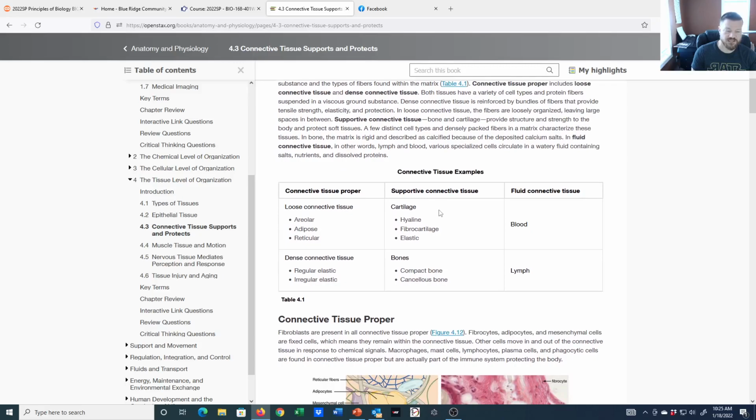Some important things about connective tissues is they tend to have, not always, but they tend to have an extracellular matrix to them. So they have a part that exists kind of outside. Let's see if I can find this over here.